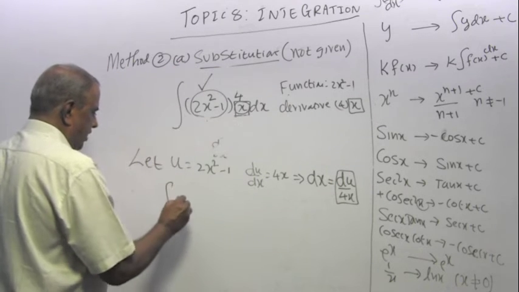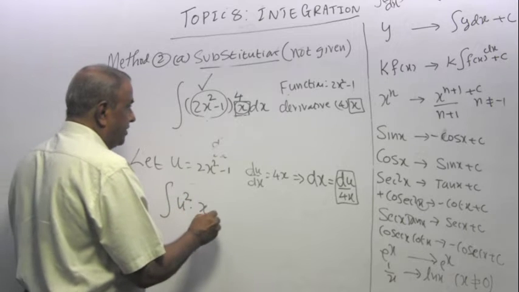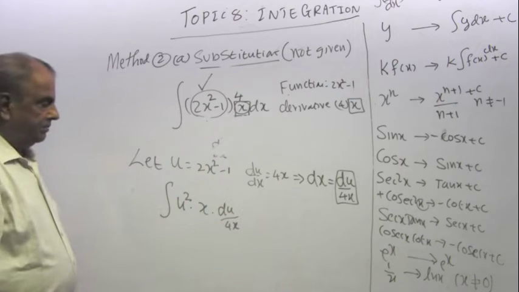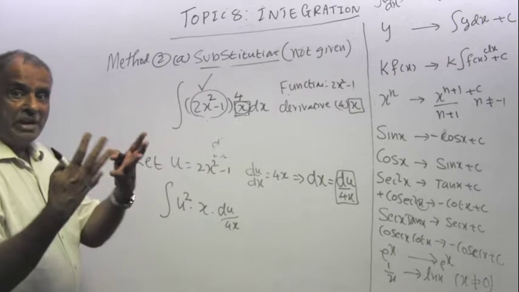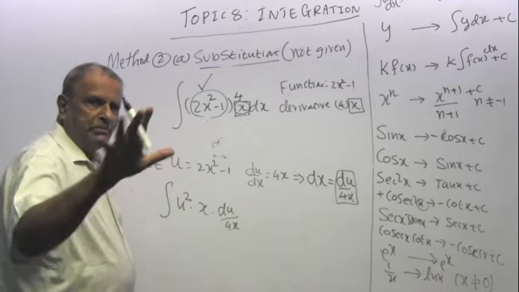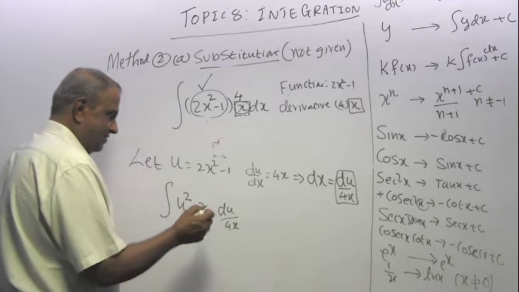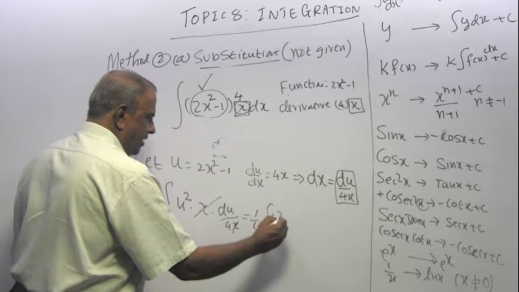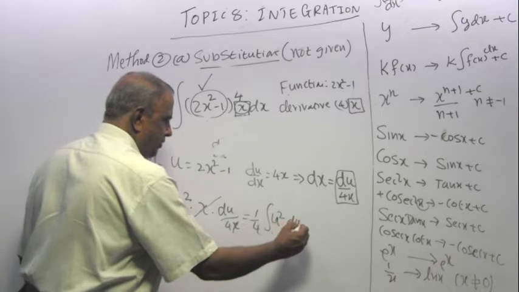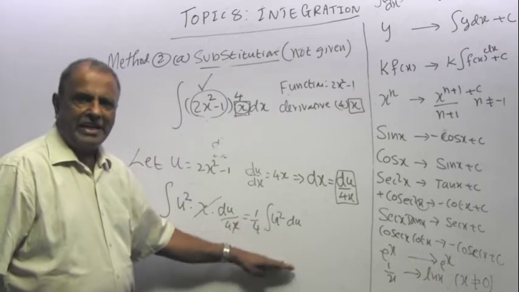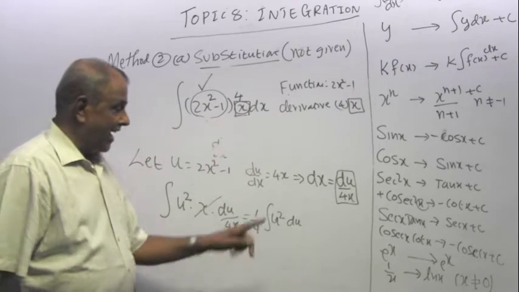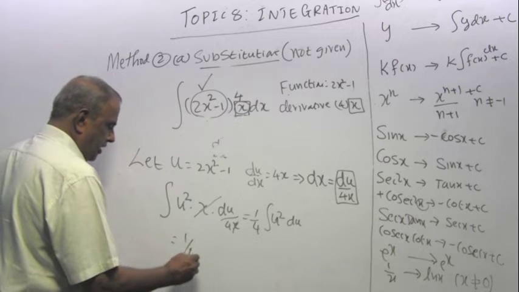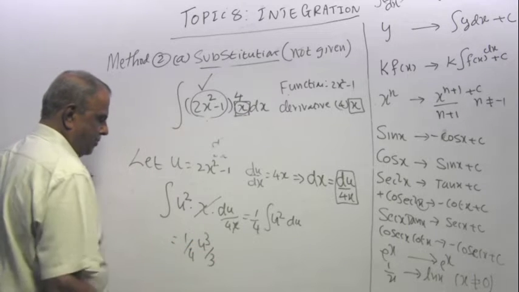Substitute there. So what do I get? u squared x du over 4x. Look, we have an inbuilt security system in maths to help you get your 100% A star. What do you see? Quarter integral u squared du. Now, isn't that a straightforward integral in u? There is no x and this resembles the formula. So it becomes quarter u cube over 3.